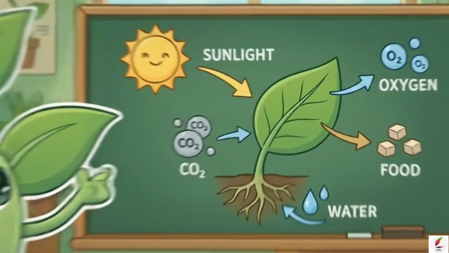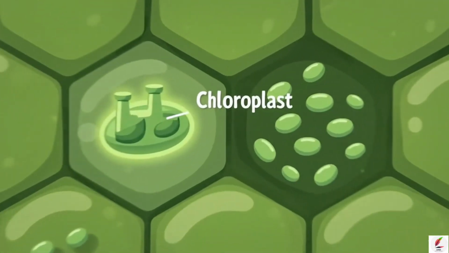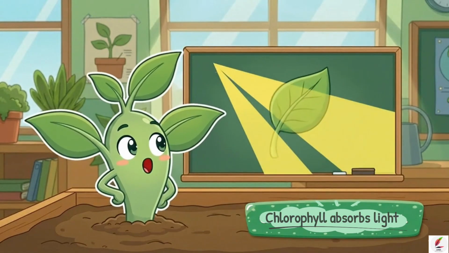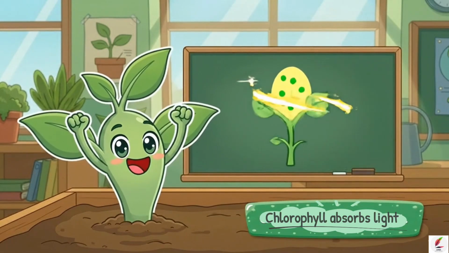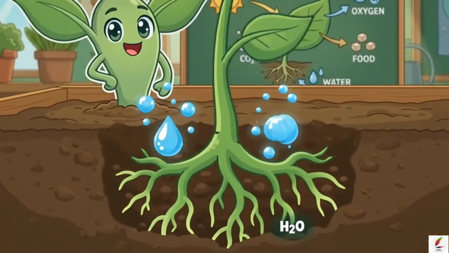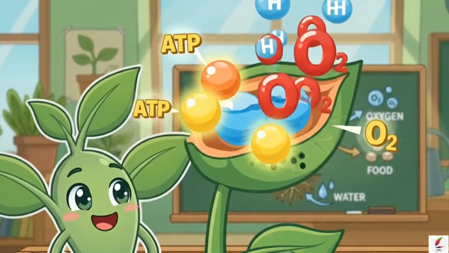Zoom into a leaf. Inside are tiny green parts called chloroplasts. A green pigment called chlorophyll catches sunlight, like tiny solar panels. Water moves up from roots and is split. Oxygen bubbles are released into the air.